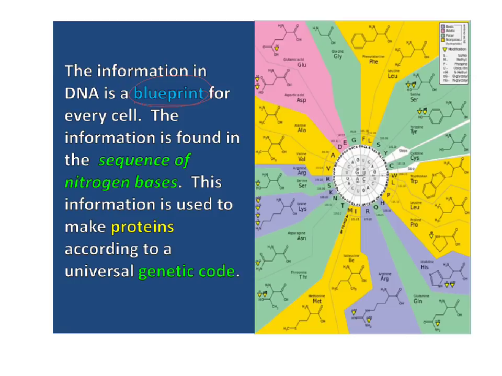The information in DNA is found in the sequence, that means the order of nitrogen bases, the order in which they are written. This information is used to make proteins. So the sequence of nitrogen bases makes proteins, and that is according to a universal genetic code. So one more time, DNA is called a blueprint because the information to make proteins is found in the sequence of nitrogen bases. This is a universal genetic code. All organisms use the same ATCG. Now they're not in the same order, but they use the same four nitrogen bases.